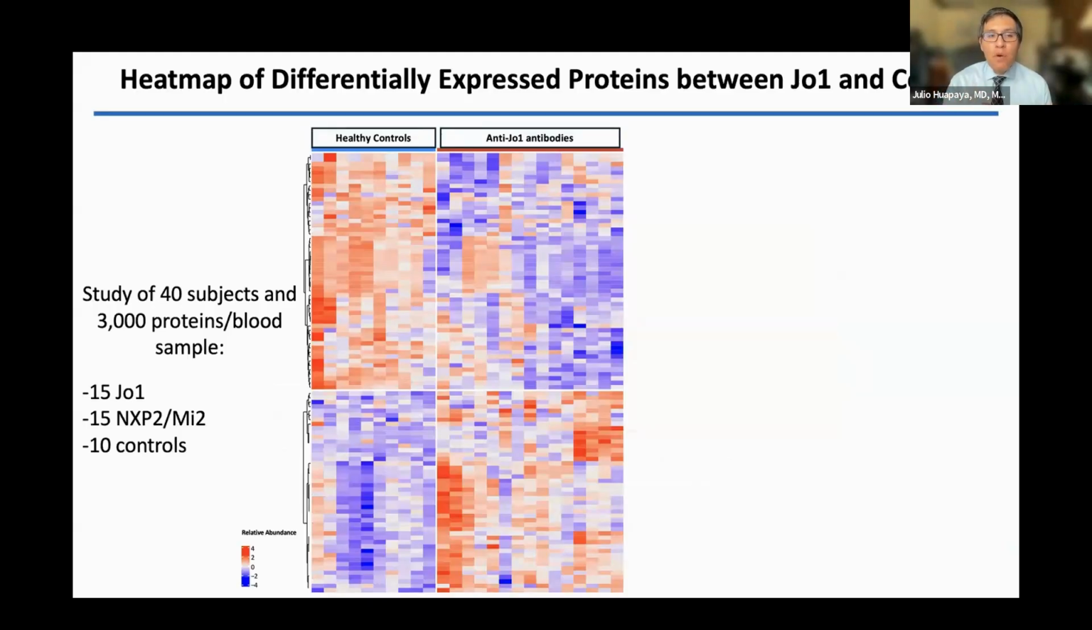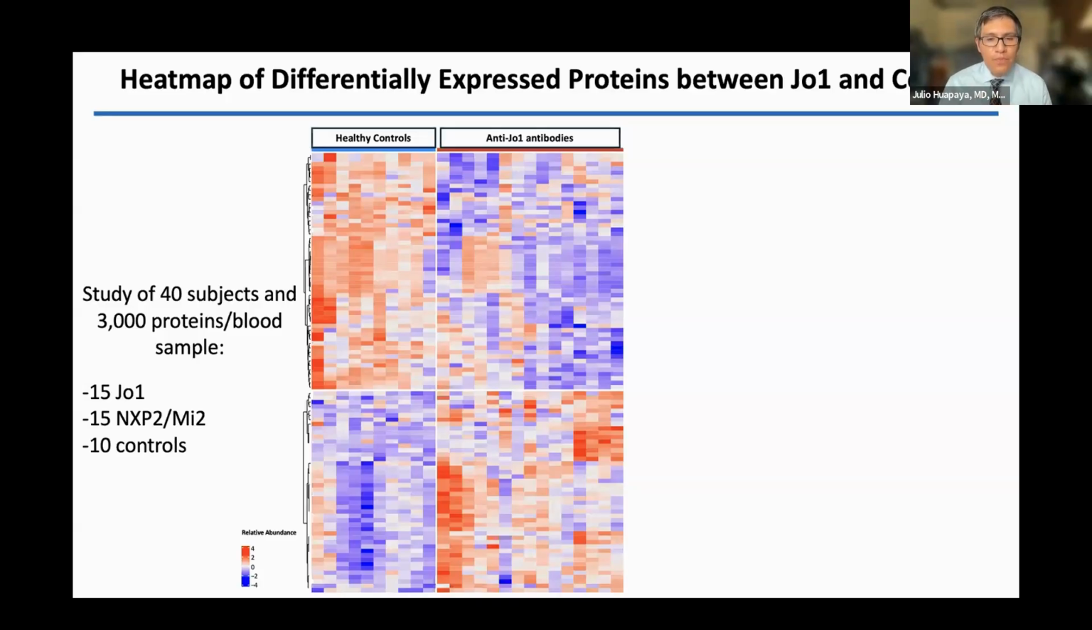We started with a small study. We looked at 40 subjects and we used an assay that interrogated 3,000 proteins using a single blood sample. We included 15 patients with Jo1, which is again an antibody associated with pulmonary fibrosis. We included 15 patients with what I call pure myositis because they don't traditionally get interstitial lung disease, such as NXP2 and Mi-2s.